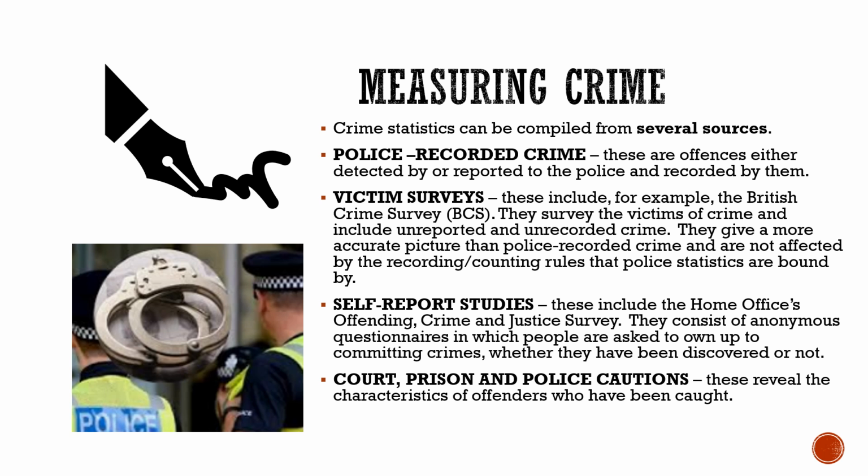Self-report studies are slightly different. These generally come from the Home Office Offending Crime and Justice Survey, but they are anonymous questionnaires in which people are asked if they have been a criminal. So have they committed a crime? Regardless of whether or not they've been discovered, they're asked to disclose if they have committed any kind of offence and what sort of offence that was.